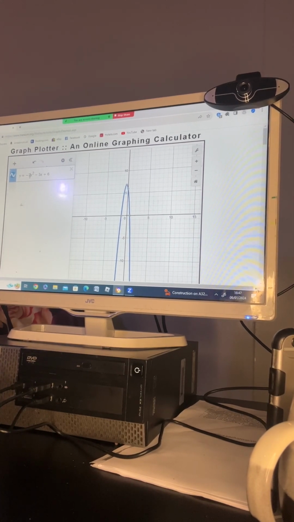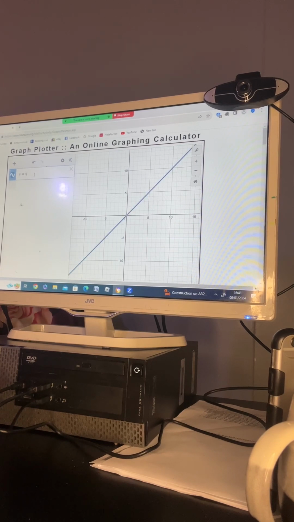So now let's try a different graph. Let's say y equals x. No, that doesn't work. Let me bring it back. Let me bring back what I've done.